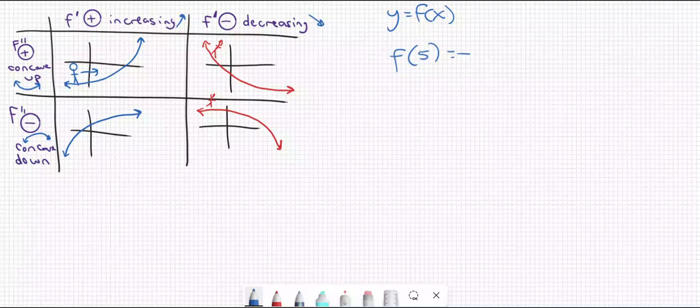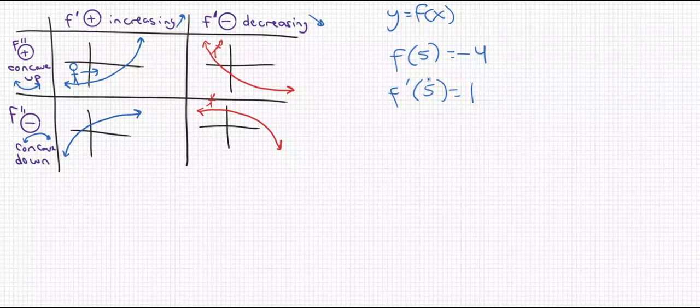where f of 5 is -4. I don't know about you guys, but I really like when they give me a point. It's at least something concrete. The rest of it is just kind of like a general behavior of the graph. And then they tell us the slope at that point is 1. So we know it's uphill, positive, right? Like a 1/1, up 1, over 1, like some little steps or something.